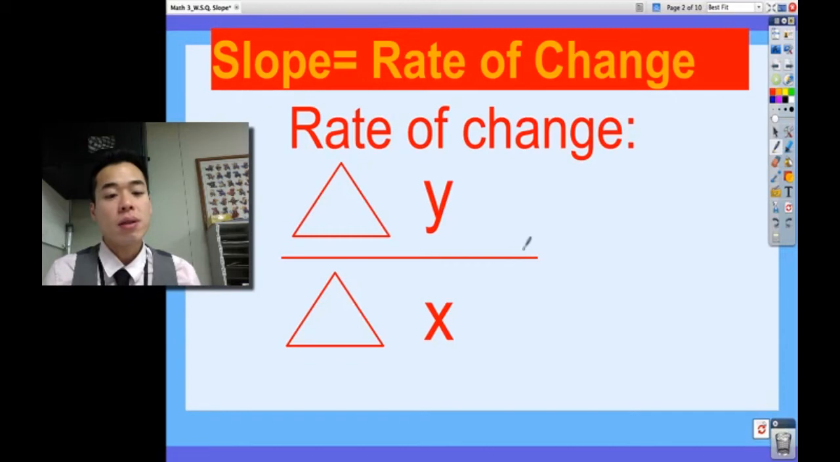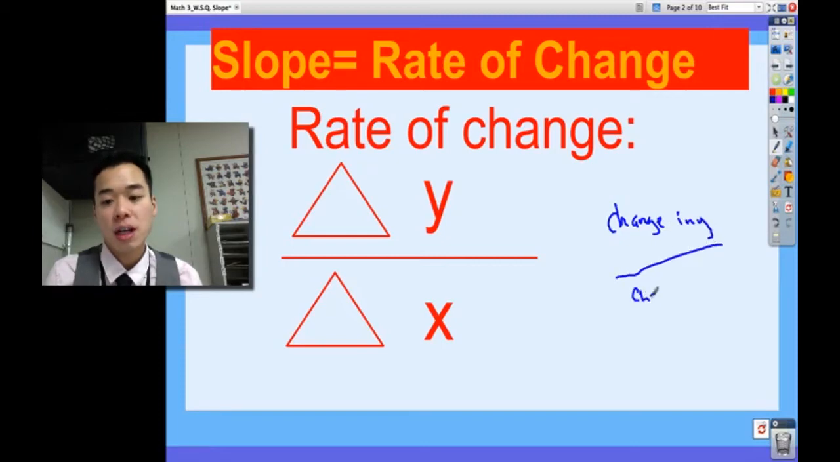So on the screen you'll see a really weird symbol, a triangle y over triangle x. Triangle in math just means delta. It's the Greek symbol for change. So really, to translate, this means the change in y over the change in x values. That's all you need to know today for slope. You find the change in y divided by the change in x.